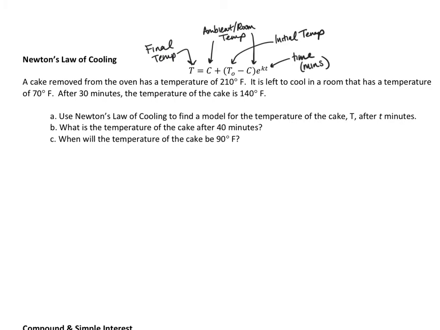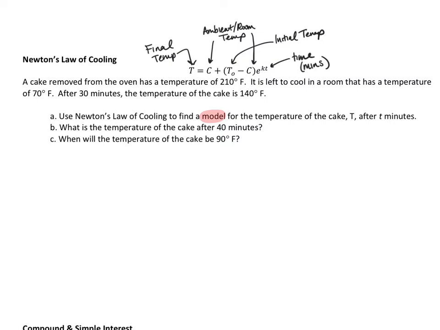It takes minutes. Okay, so a cake is removed from the oven, and it has a temperature of 210 degrees Fahrenheit. We're imagining ourselves on the Great British Bake Off. It is left to cool in a room that has a temperature of 70 degrees Fahrenheit. Total noob, didn't put it in the fridge. After 30 minutes, the temperature of the cake is 140 degrees Fahrenheit. The icing would probably fall off. That's usually what happens when their cake doesn't cool, the icing doesn't stick, and it's drama. Okay, use Newton's law of cooling to find the model for the temperature of the cake T after t minutes. Remember, when it asks you to find a model, it wants you to write an equation.